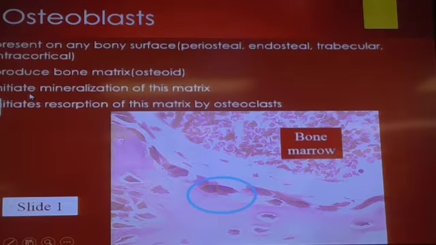And they also initiate mineralization of this matrix and facilitate or initiate the resorption of this matrix by osteoclasts. So as you know, osteoblasts and osteoclasts work together to build and construct the bone. So this is an H&E section, this is the bone marrow, and these are your osteoblasts.